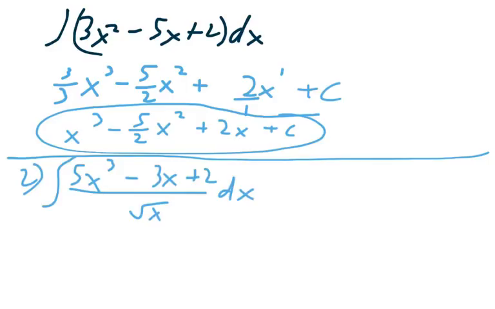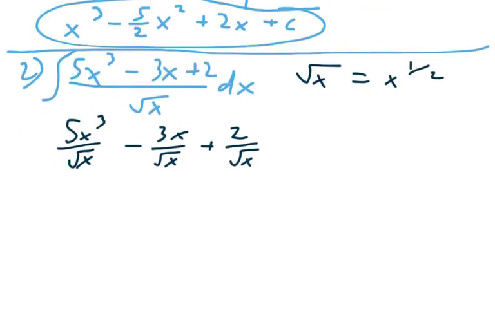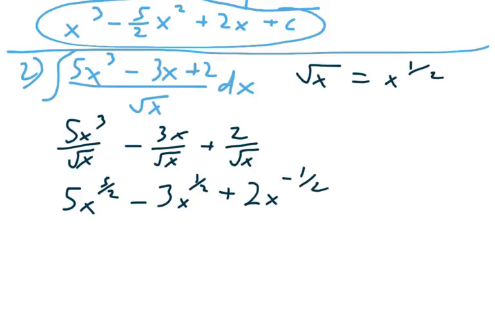For problem number 2, we're just taking the antiderivative of this problem, but we're not allowed to take the antiderivative when it's in this form. So what we need to do is make this 5x to the third divided by the square root of x, minus 3x over the square root of x, plus 2 over the square root of x. And remember that the square root of x is the same thing as x to the 1/2 power. So when I divide, this is really 5x to the 5/2 power minus 3x to the 1 minus 1/2, which is 1/2 power, plus 2x to the negative 1/2 power.